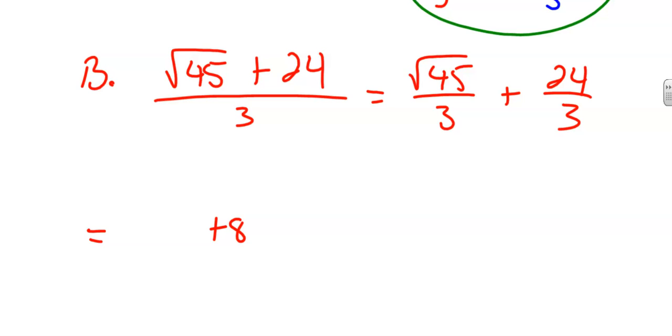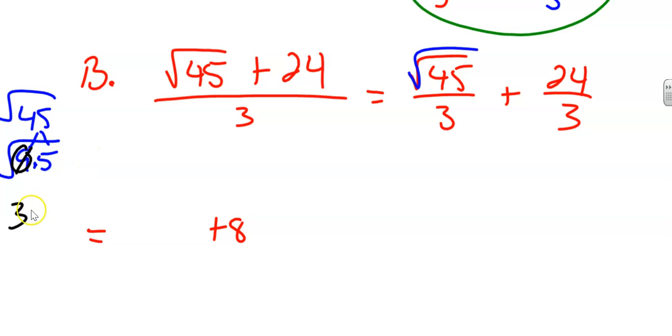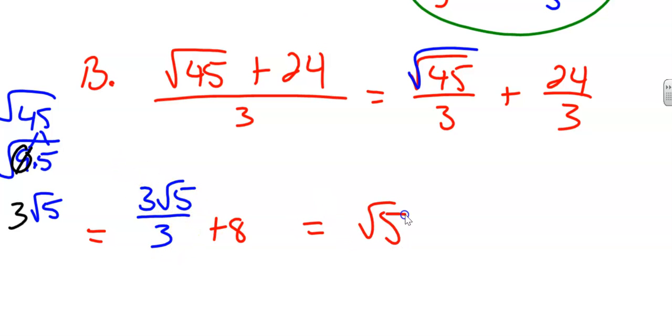Now, with the square root of 45 over 3, that's where we can take this square root of 45 and break it down. If you start rewriting it, however you want to do it here, first thing I'm thinking is that it's 9 times 5. Well, if you do that, 9's a perfect square. So you can take the square root of 9 and make that 3, and you've got 3 square root of 5. So with the first term, you get 3 square root of 5 over 3. The 3's will cancel. And that would leave you with square root of 5 plus 8.